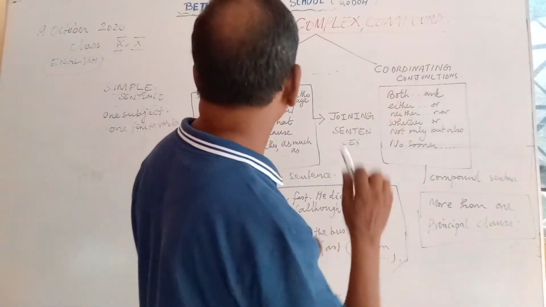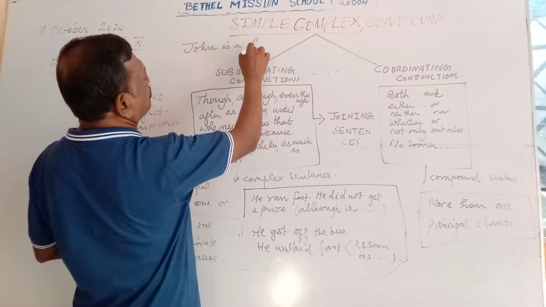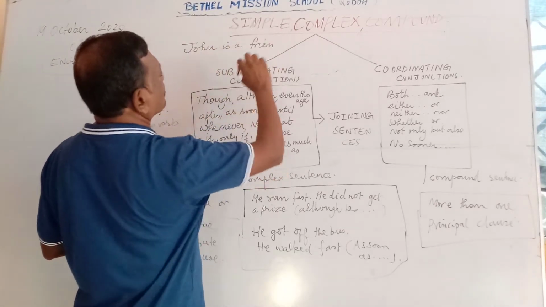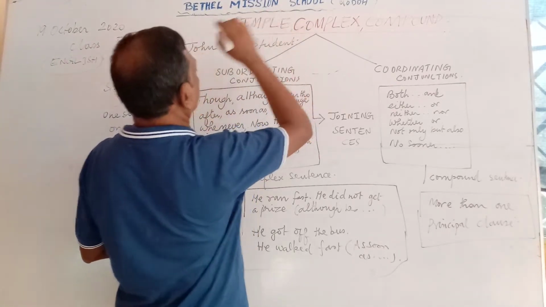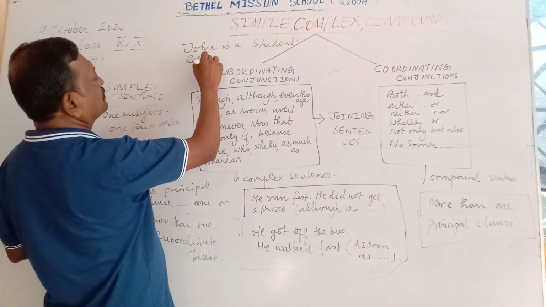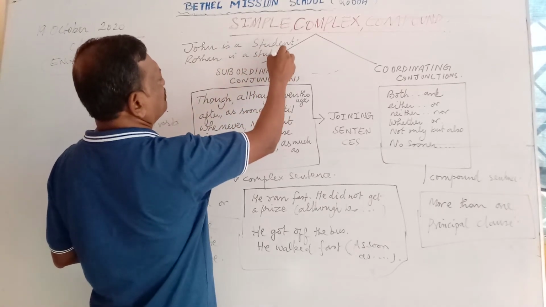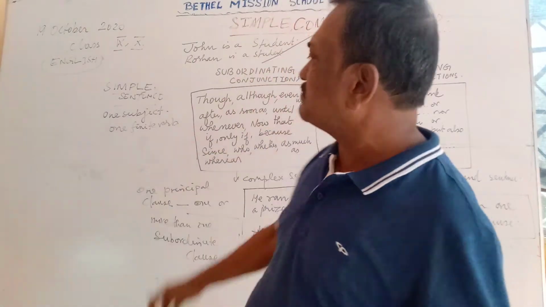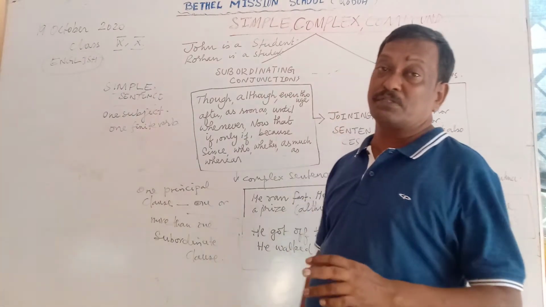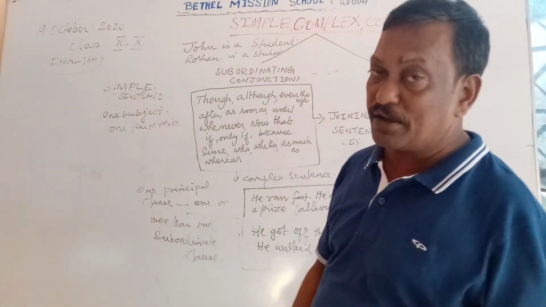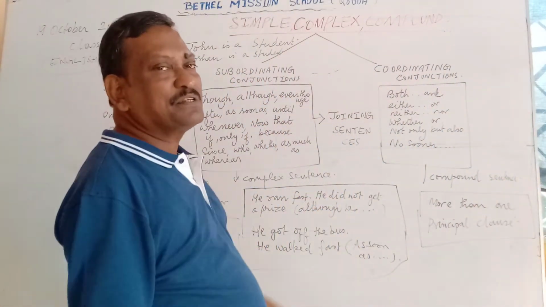For example, John is a student, let's put it this way. Roshan is a student. I'm giving you a very simple sentence. John is a student and Roshan is a student. Both are students. So, if you want these two sentences into one, if you want to club them, if you want to join them, it's very simple. You use a conjunction and both the sentences become one.